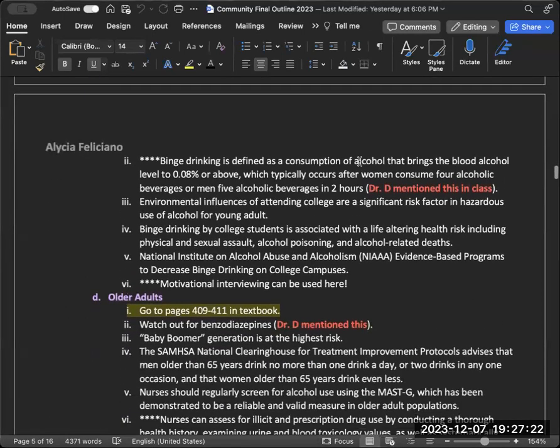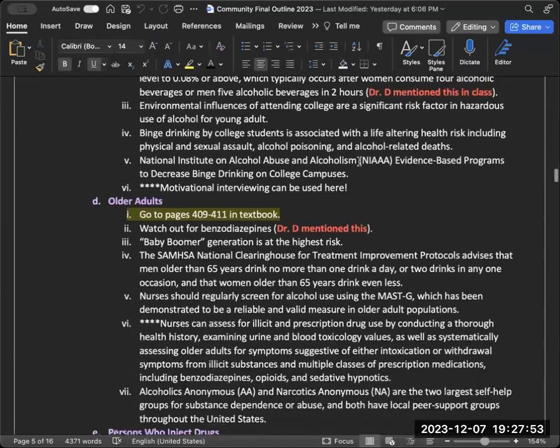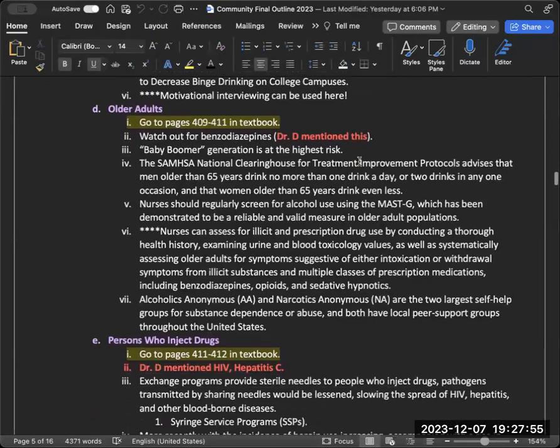Other things that I saw, right, is that binge drinking is kind of a part of this college student life, but it could have health risks. It could lead to physical and sexual assault, alcohol poisoning, and even alcohol-related deaths. And I also saw that motivational interviewing can be used here. And that's one of the terms that we're going to be talking about later. So we've said high risk profile communities or populations include pregnant women, substance users at early ages, and now we have older adults. So she said to go to pages 409 to 411 in the textbook.